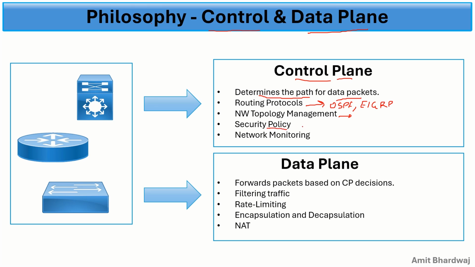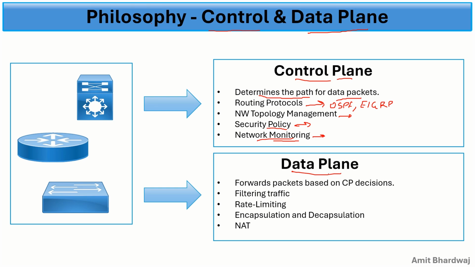Next is the security policy. Security policy is about implementing traffic isolation, micro segmentation, and related things. Lastly, network monitoring. For this, collecting of the data, flows, or device status, everything is under the network monitoring purview, that is the control plane.